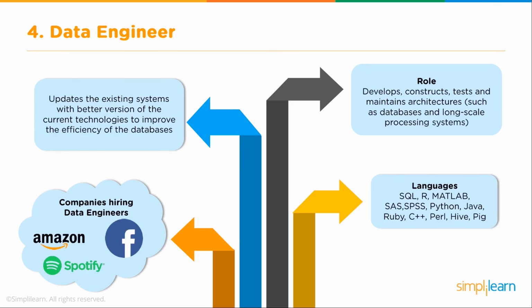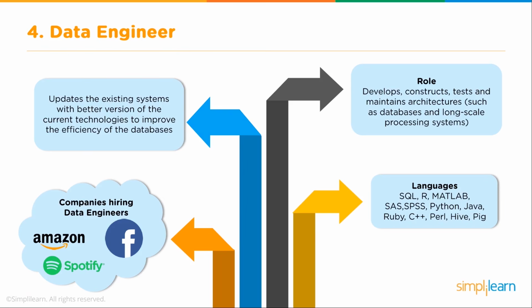And then we have our data engineer. The data engineer updates the existing systems with better versions of the current technologies to improve the efficiency of the databases. Think admin here. A lot of work tracking down what version you're in of the different programs. What version of Python are you using? What version of R are you using?